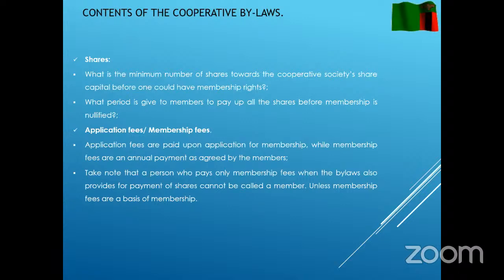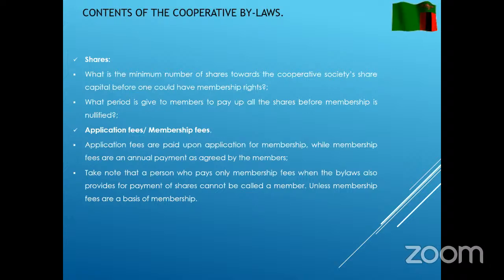When you pay only the membership fee, you have just, for instance, said hi to the chairperson. You haven't even made an application. So take note of what your bylaws say, that a person who pays only membership fees, when the bylaw also provides for payment of shares, cannot be called a member unless membership fees are a basis of membership.